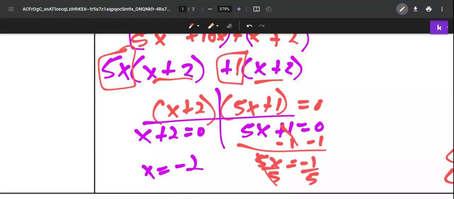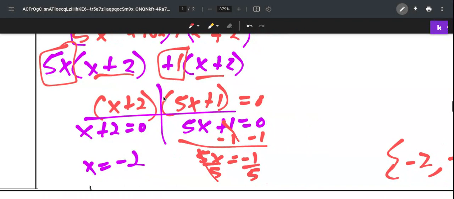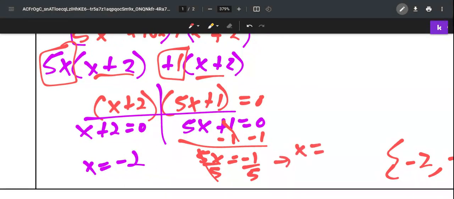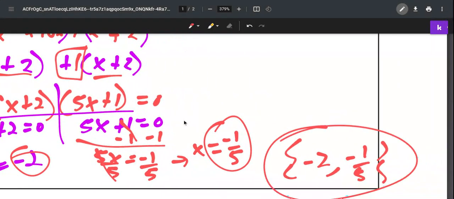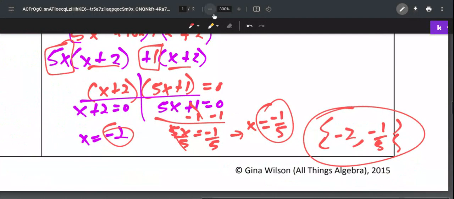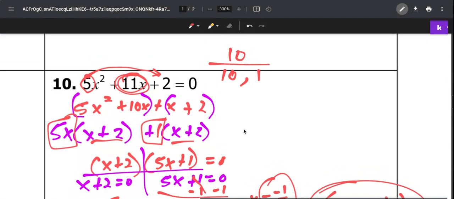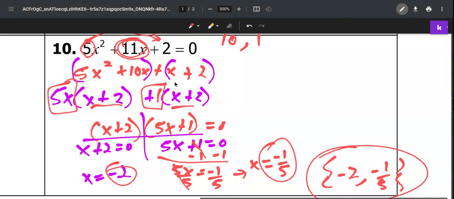Divide by 5, divide by 5. So x ends up being negative 1 over 5. So if you noticed, we still ended up with the same answer as over here. So your job will be to figure out which method you want to use. I don't care which one you use. You'll see when we get further down the road, we're going to have to use this grouping for something else. So if you want to learn it now, it will help you then. If not, doesn't really matter.